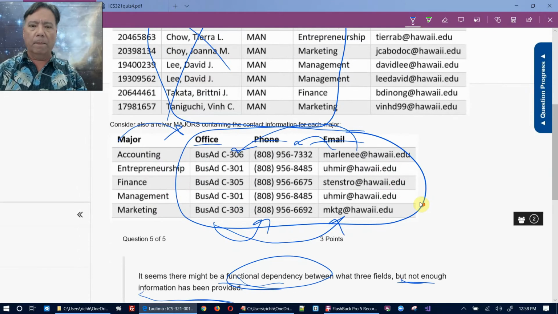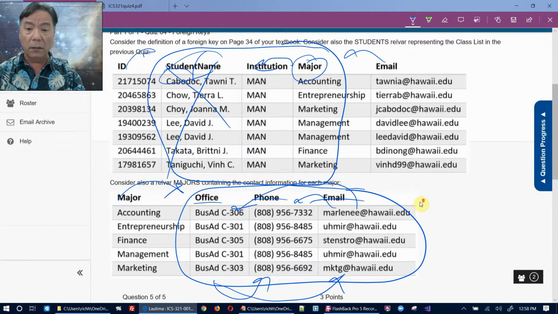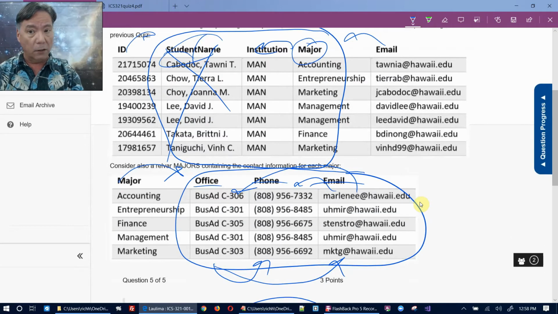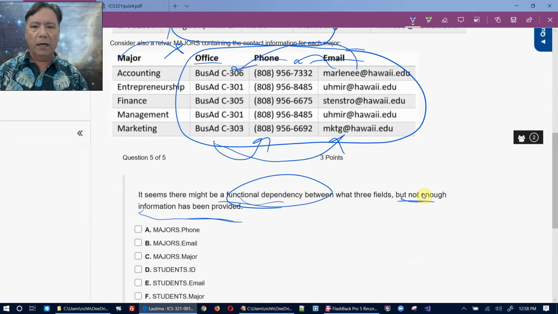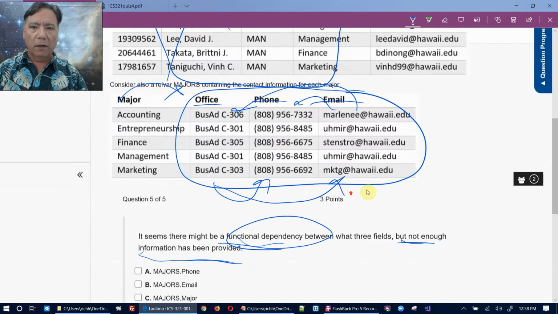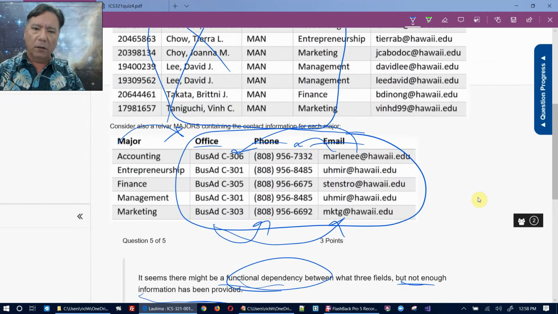So that's the question. Look at these fields carefully and see if you think it's possible that there might be a functional dependency between these fields that are not included in the current definition of the table and the corresponding functional dependencies, and so that would be the answer. So find three fields that look like there might be a functional dependency between them, but we're not really sure.